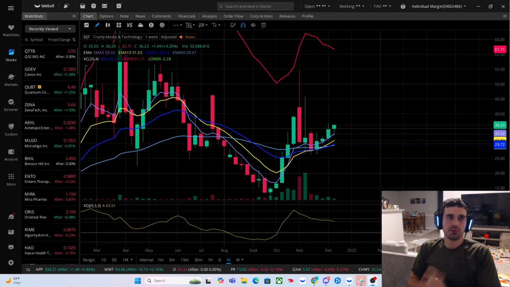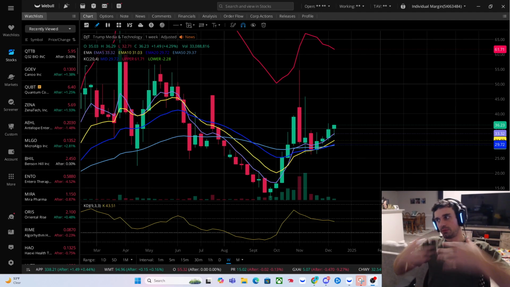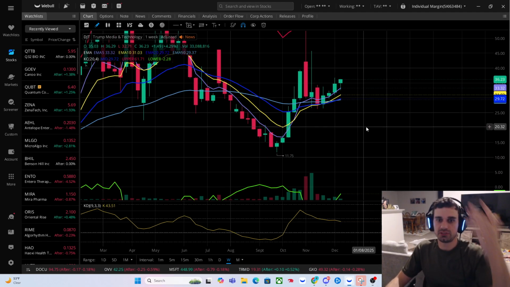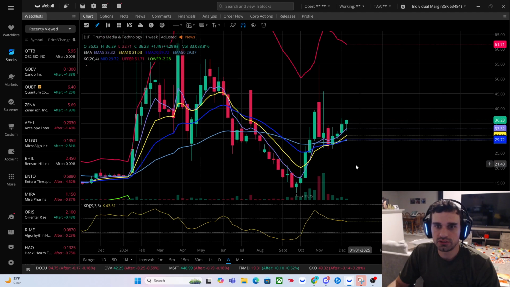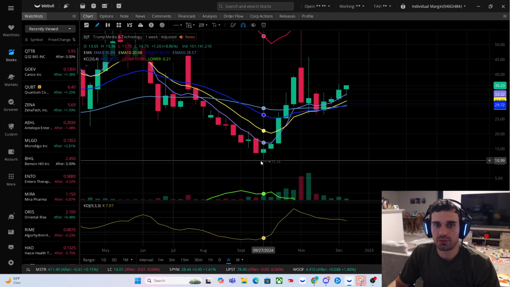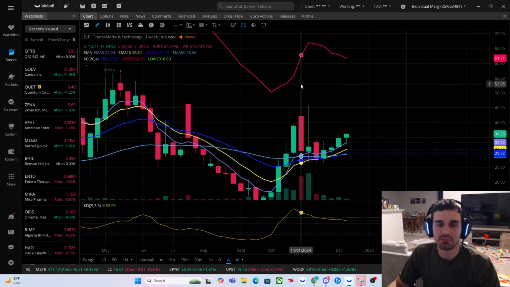Alrighty, guys, let's review DJT. With Trump becoming the president here, this is one of the stocks that we should keep our eyes on, right? So DJT has had a really nice turnaround from this $11 zone, and it just had a massive run up.